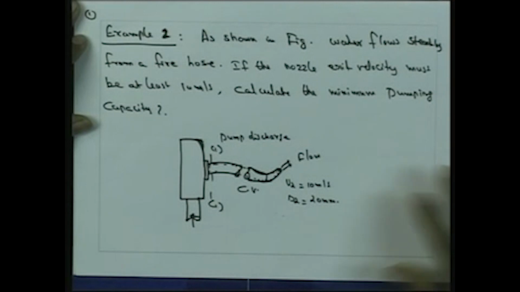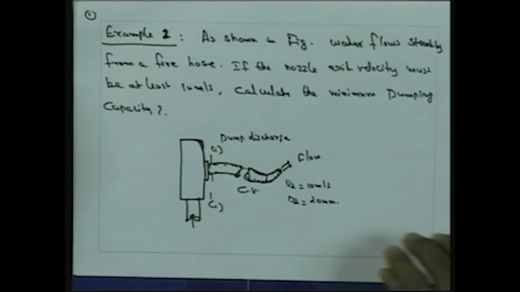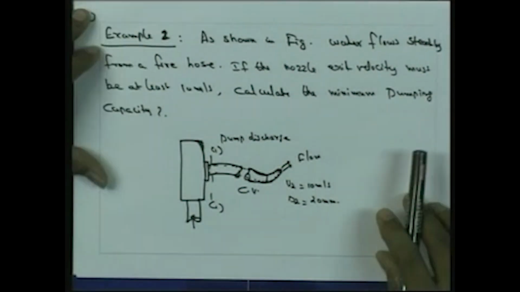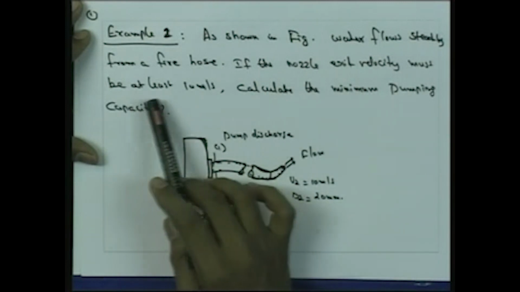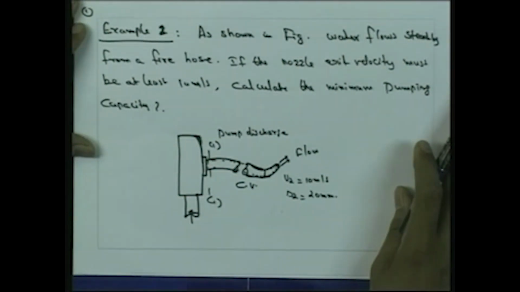So now, before discussing the differential approach for the continuity equation, we will see a few example problems as far as the continuity equation is concerned. Now we will see a simple example. Initially, the example we are discussing here, example 1, is as shown in the figure: water flows steadily from a fire hose.